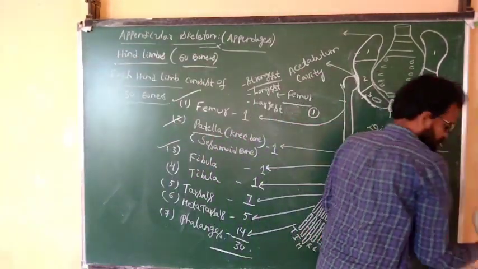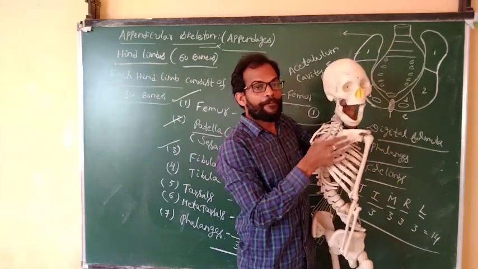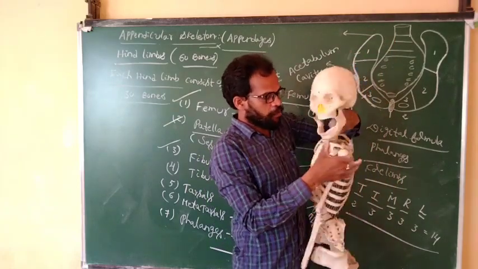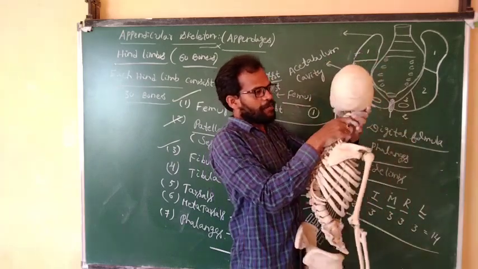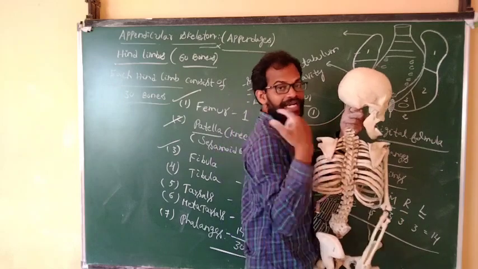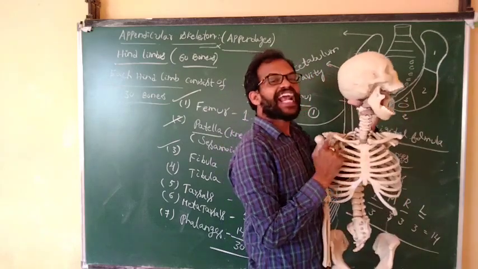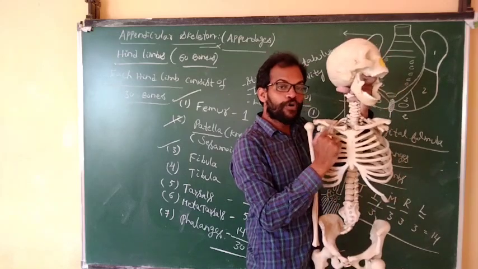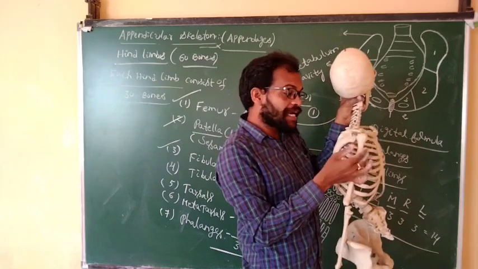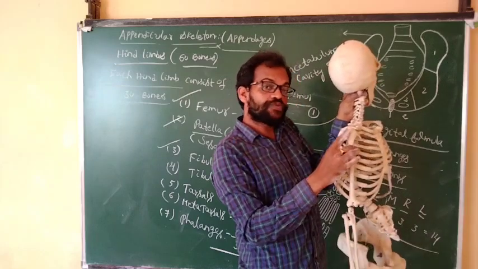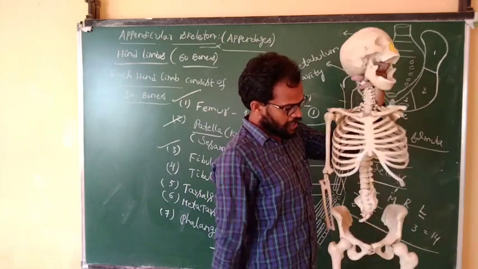If you observe this one, see here, it is the scapula bone. The scapula means the back side. It is the shoulder bone. Next one, see here, the clavicle bone. The next part is the glenoid cavity. The humerus is attached to the glenoid cavity.